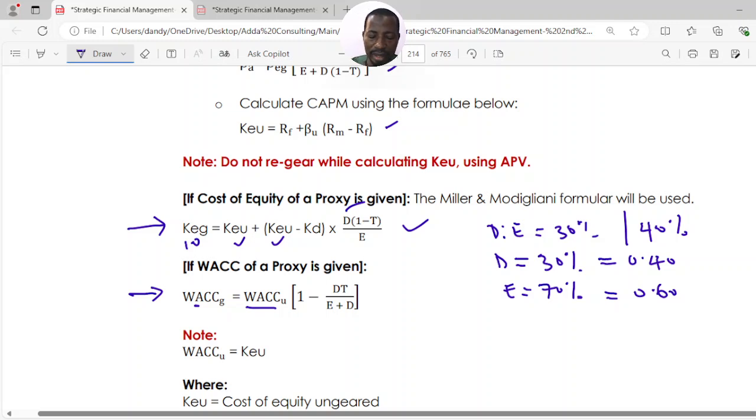Remember, like I said, the WACC of ungeared is the same thing as cost of equity ungeared. But what is common when you want to determine the cost of equity ungeared? Of course, proxy beta may be given to you. Cost of equity of a proxy may also be given to you. But this WACC of a proxy is not common. All right, it's not common. So watch out for that.